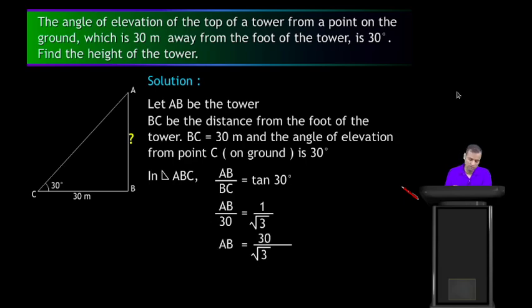Here if you cross multiply, the answer for AB is 30 upon root 3. Again, rationalize this one. Yes, so the answer is 10 root 3.